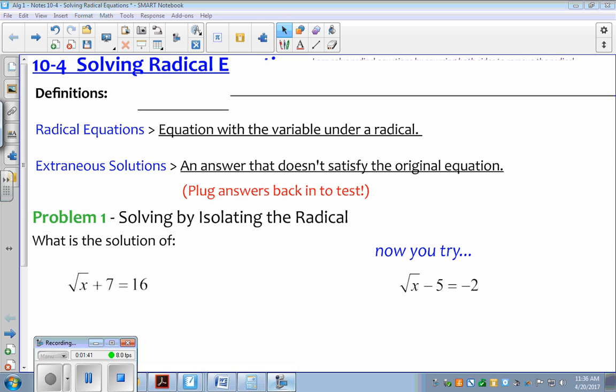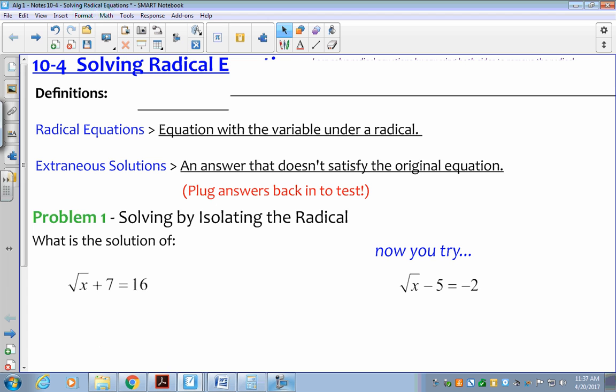Alrighty, so we want to get the square root all by itself. So when we look at this equation here, how am I going to get the square root all by itself? Okay, so what's the opposite of plus 7? Minus 7. So we're going to subtract 7 from both sides. Peyton, give me a thumbs up when you have this written down.